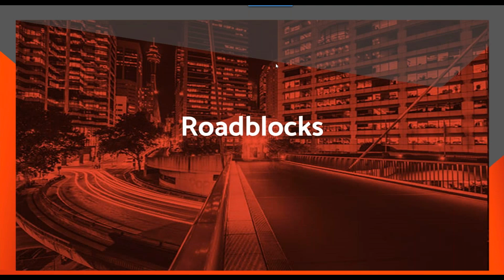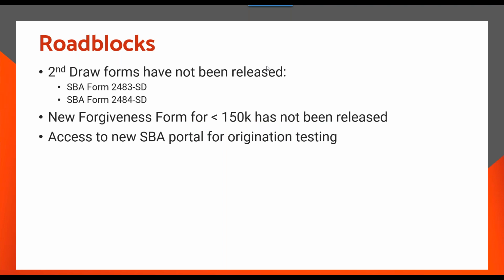All right, so I've introduced some of the roadblocks that we have in front of us as we've gone through this deck, but I just want to highlight them again here. Obviously, the main thing that we're looking for is to get those SBA forms complete. Those are very important for us to finalize our solution. The forgiveness form, for those of you doing forgiveness: any of your loans that are 150K and less can take advantage of this new form. We don't have it yet. Once that is available, we will probably include that as a hot fix so you can take advantage of it.